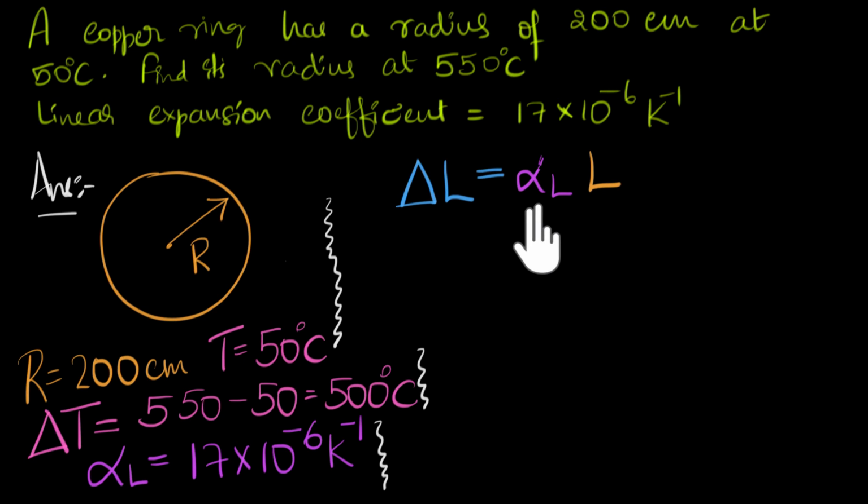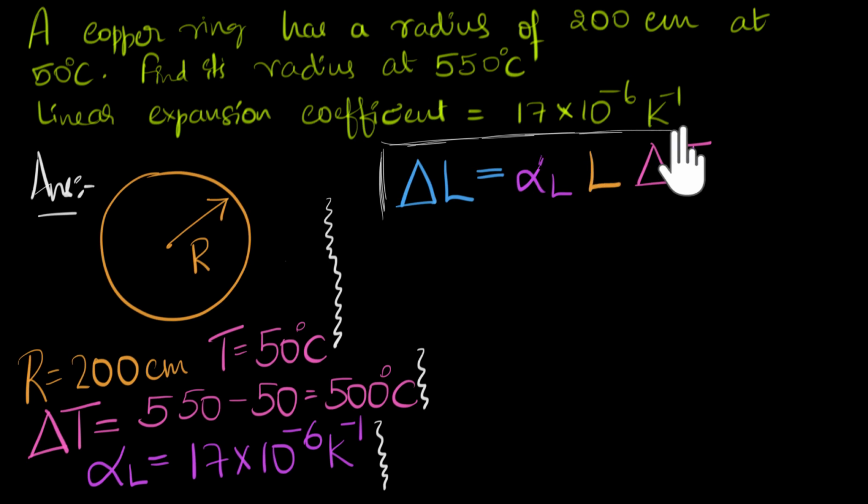But again, this represents the change in length for a 1 Kelvin rise. What if you had a 2 Kelvin rise? Well, it would be double of this. A 10 Kelvin rise, it would be 10 times this. What if you have a delta T Kelvin rise? It would be delta T times this. And so this is how we can connect changes in the length to change in temperature and alpha L. All right, so this is what we can use.